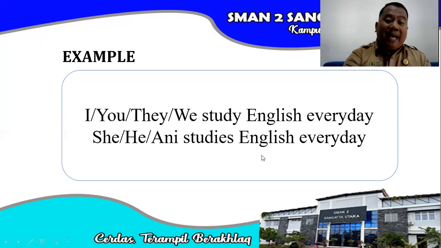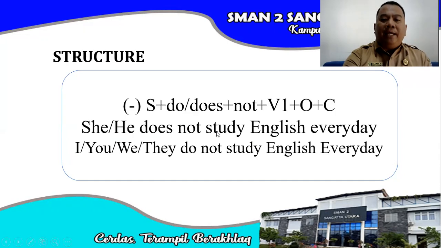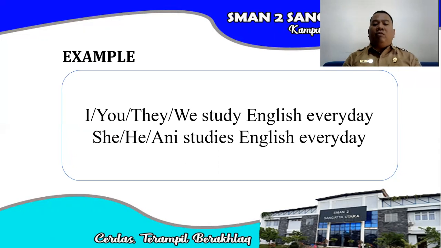On the other side, if the subject is she, he, or Annie, the verb should be added with es. If the verb is like study, you have to add es. We add es, and next are English and everyday. Okay, this one is the positive form of simple present.